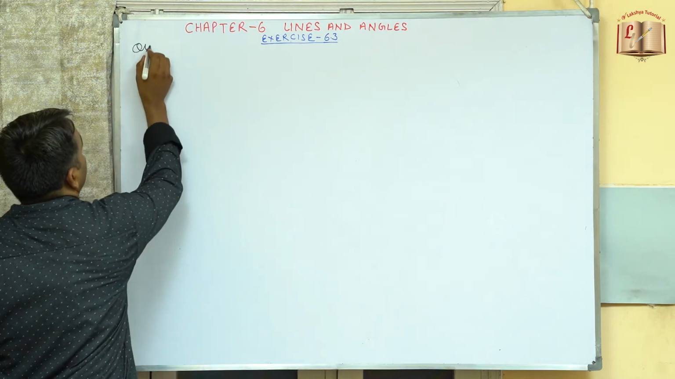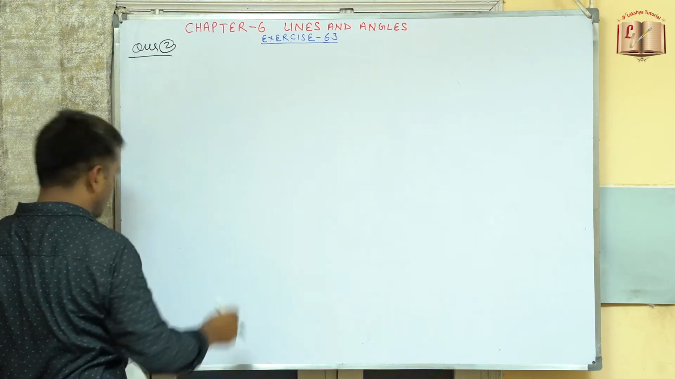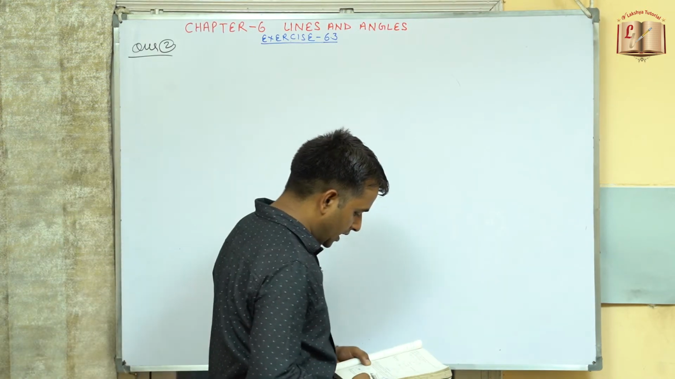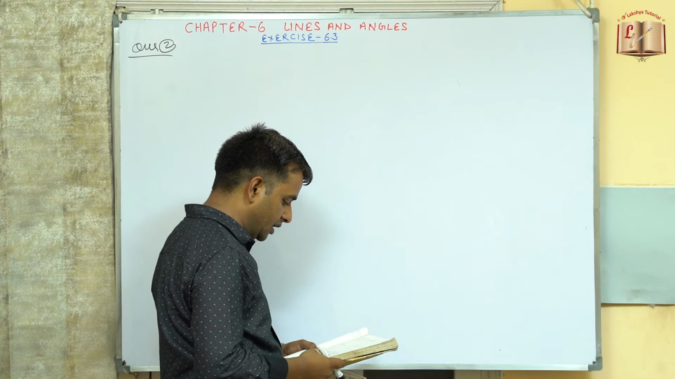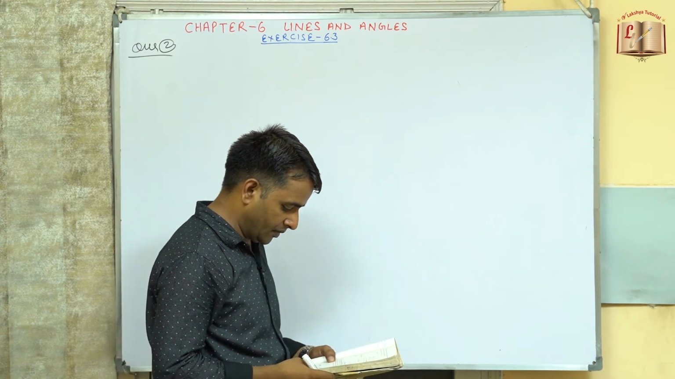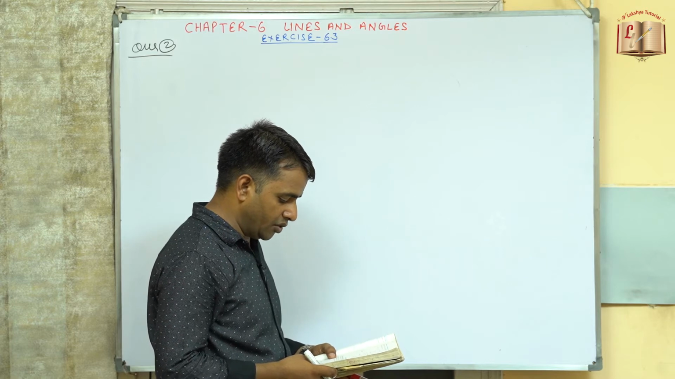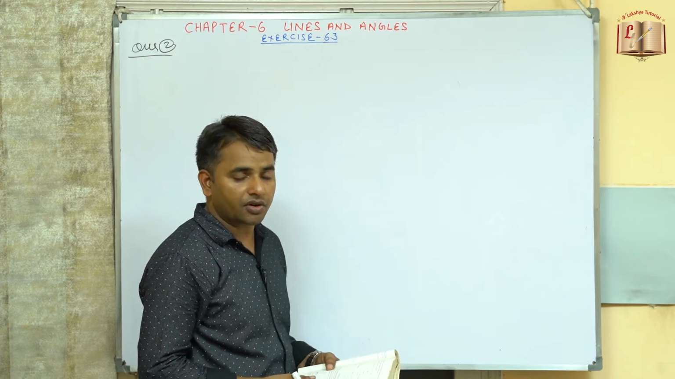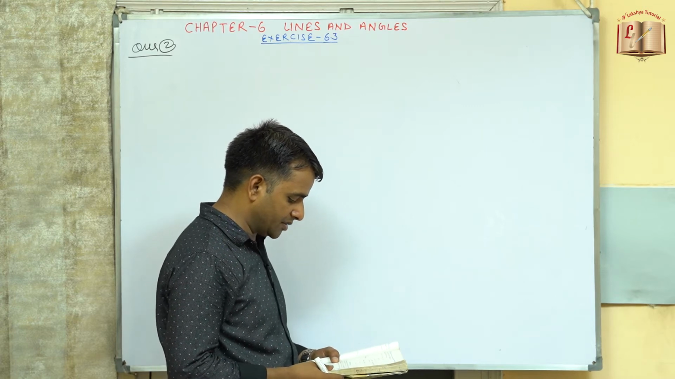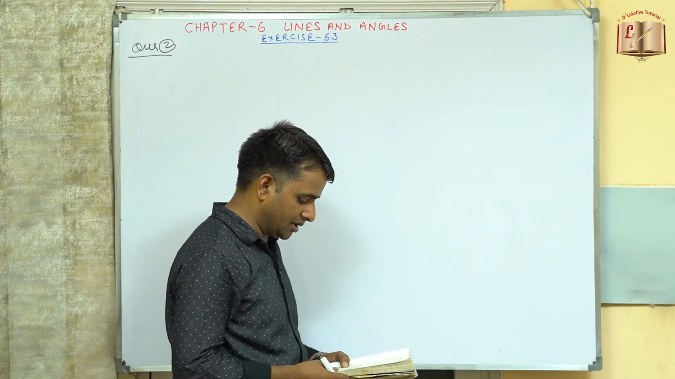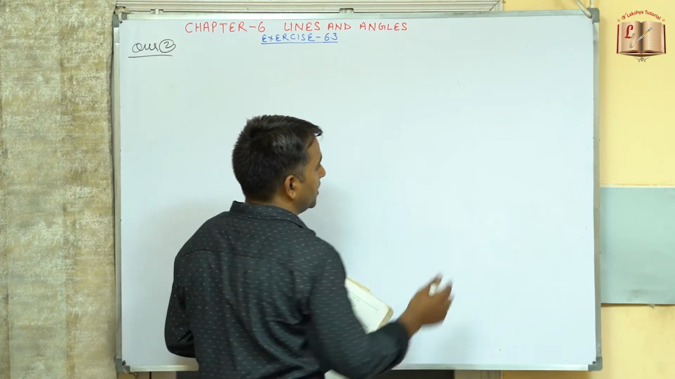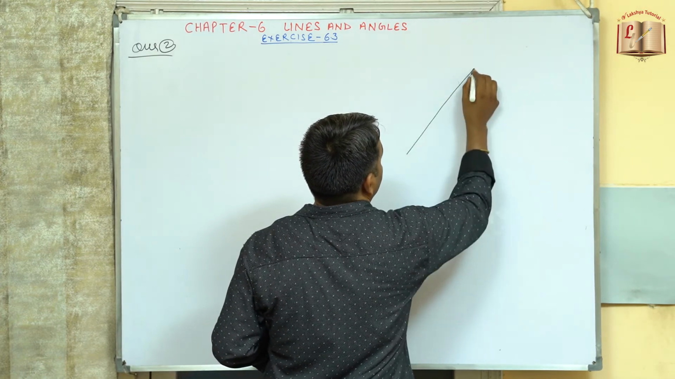Now coming to question number 2. In figure 6.40, angle X is 62 degrees and angle XYZ is 54 degrees. If YO and ZO are the bisectors of angle XYZ and angle XZY respectively of triangle XYZ, find OZY and YOZ. So we will make this given diagram.